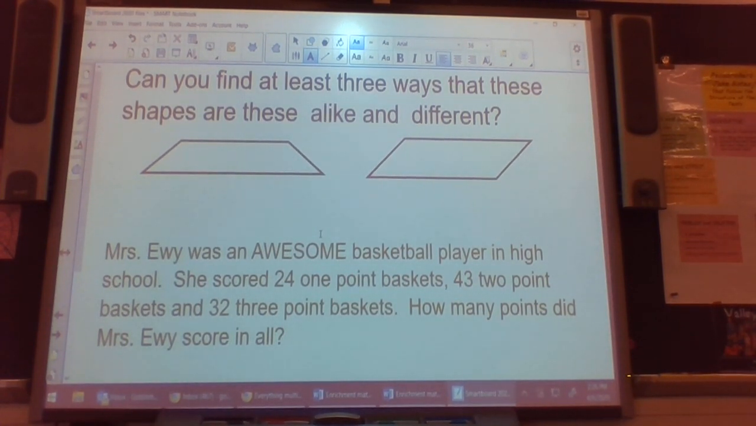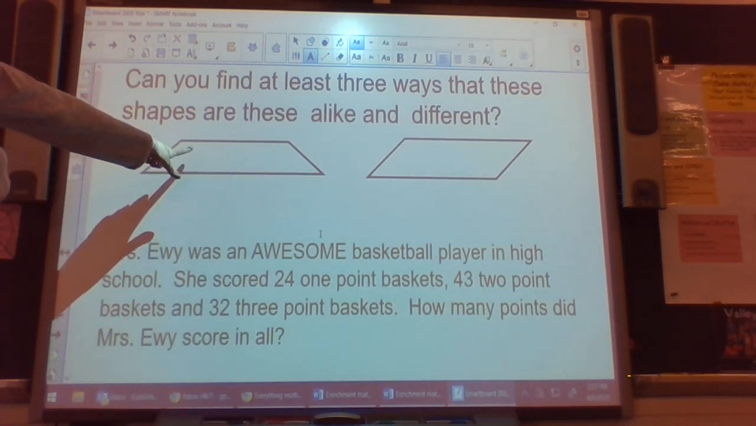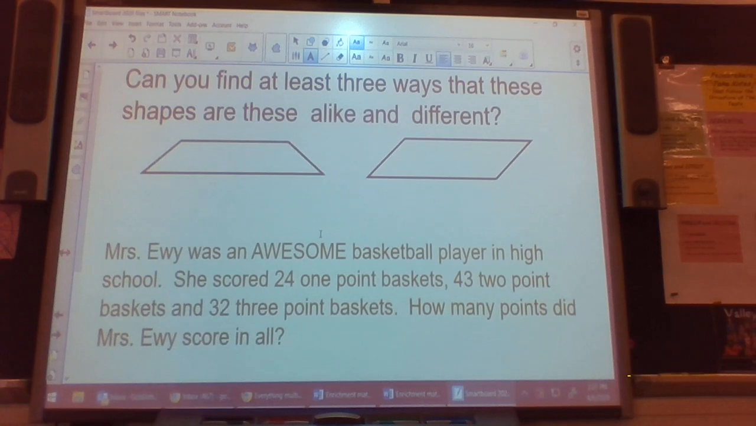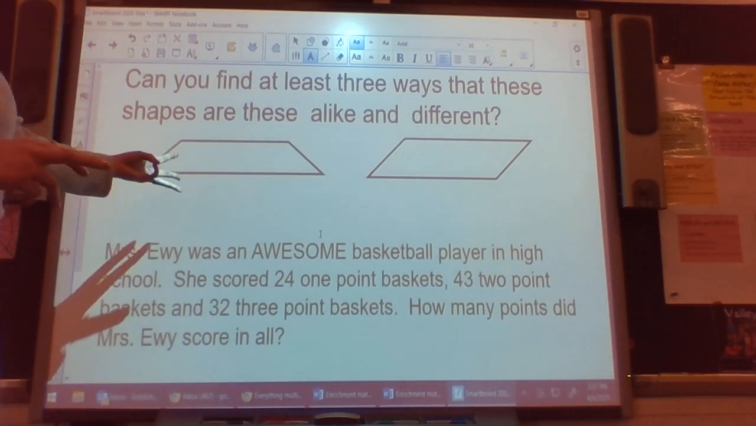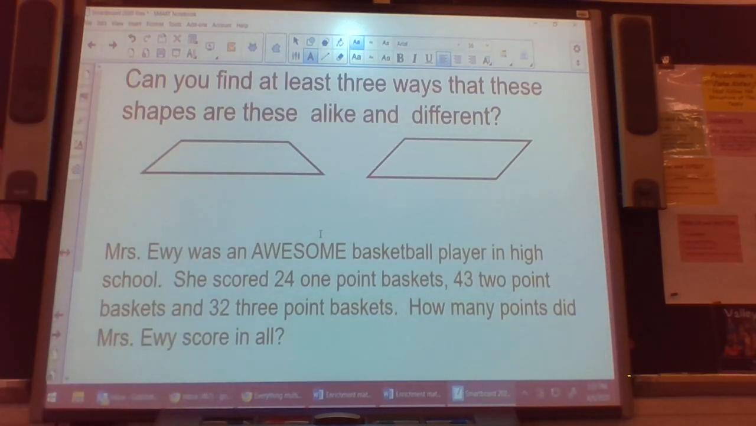All right, third graders, we are going to be working through these problems, and then we will go ahead and solve them. What I want you to do is grab your scratch sheet of paper or notebook that you have near you, and see if you can find at least 3 ways that these shapes are alike and different. We have shape number 1, shape number 2. Hopefully you know the names of these shapes. You're going to be writing down 3 things that make them alike and 3 things that are different. Then you're going to go through and solve this problem here.